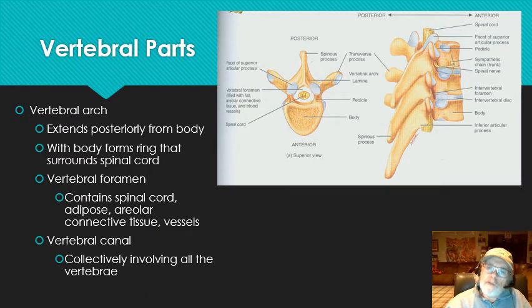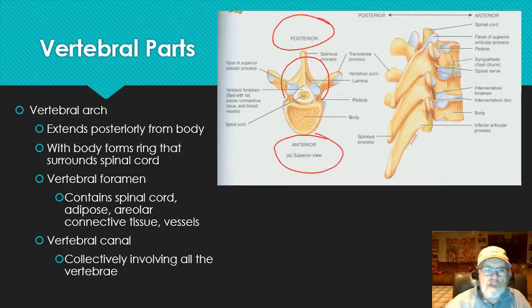The one part that's really important is this area right here, and this is called the vertebral arch. Okay, it extends posteriorly. So again, this is posterior, this is anterior looking at the picture here. So it extends posteriorly from the body, okay? It forms a ring, and in the center of that ring is the spinal cord, okay? There's going to be fluid in there, or spinal fluid, that's going to be around the spinal cord, and the spinal cord sits in there.